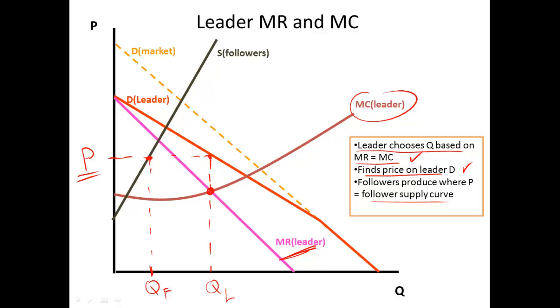Now notice that if all you had were the market demand curve, you'd say, well, at this price, market demand is out here, just following this along. And sure enough, this is consistent with what we're saying because this distance right here is the same as QF. It is QF. To say that one more different way, the total quantity at that price, QT, equals QL plus QF.